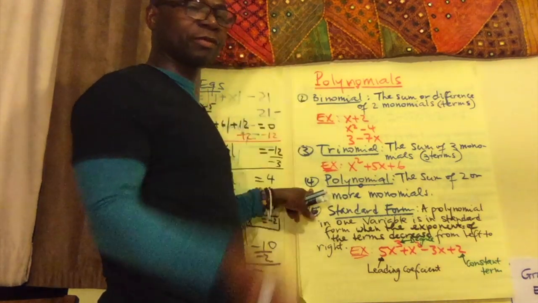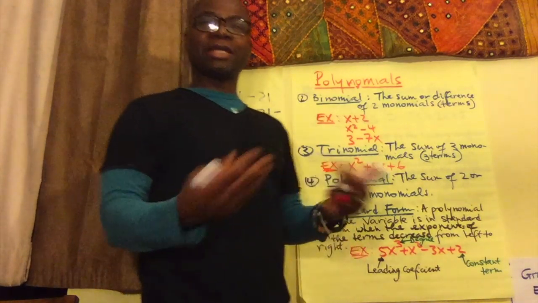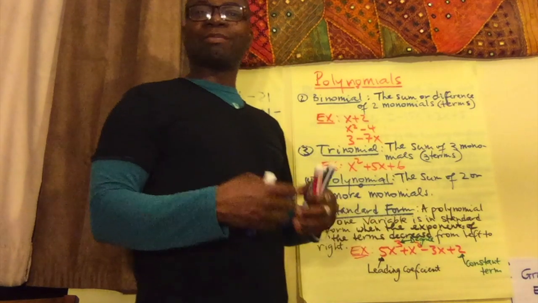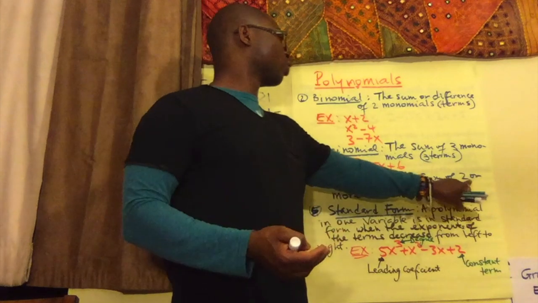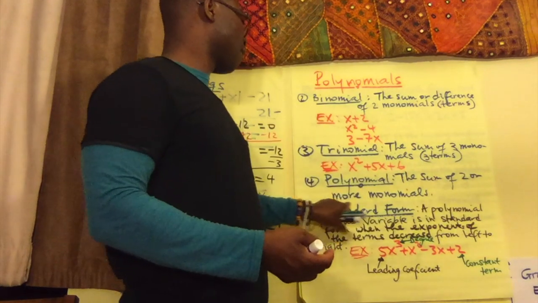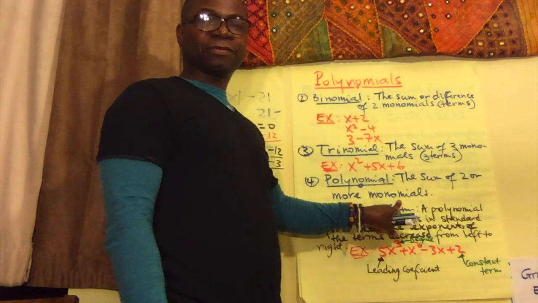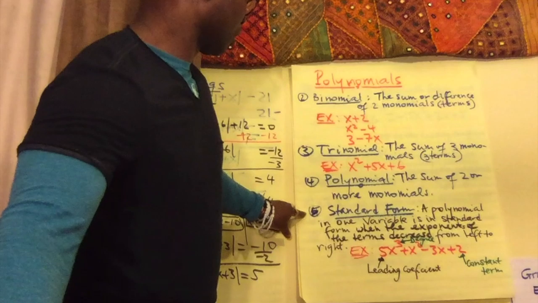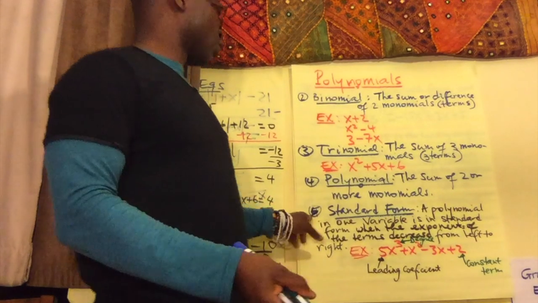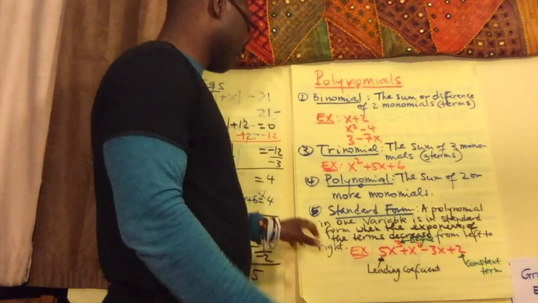Then we go to number 4, polynomial, which is really what we want to talk about today. Poly means many. More than one. So a polynomial is the sum of 2 or more monomials. Now we go to number 5, standard form.